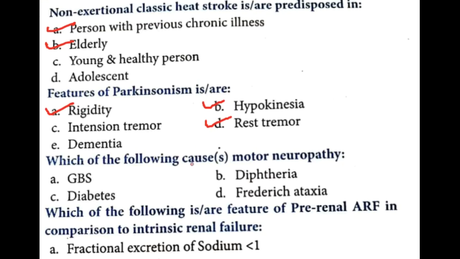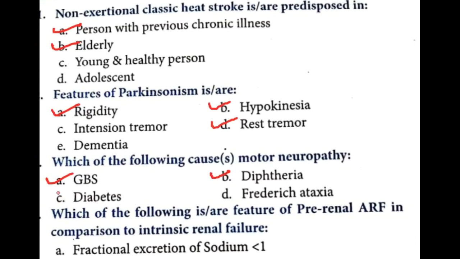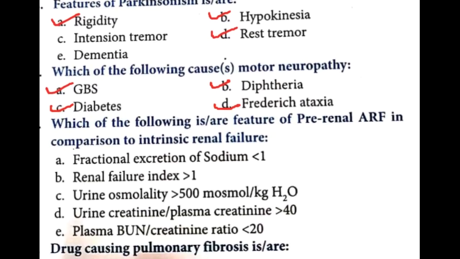Next question, which of the following are the causes of motor neuropathy? Motor neuropathies are Guillain-Barré syndrome, diphtheria, diabetes, and Friedreich's ataxia. All these are motor neuropathies. Diabetes is also a sensory neuropathy.